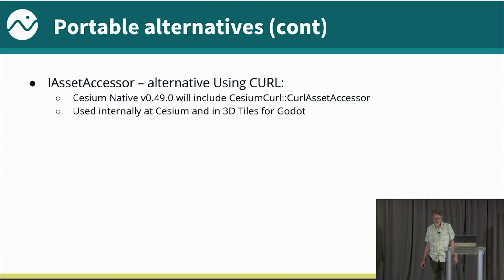The other thing is a thing called an asset accessor, which is actually not a trivial piece of code to go do HTTP requests and puts as well. But we now include an example of that in Cesium Native, and you don't have to go write this yourself. You can use a thing called Cesium curl, which will be released at the end of the month. And that evolved from code we wrote at Cesium to do this, and it was supplied to the effort to do the plugin for Godot, and it's used there.